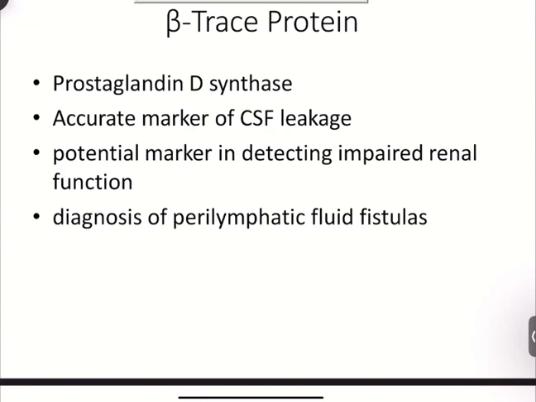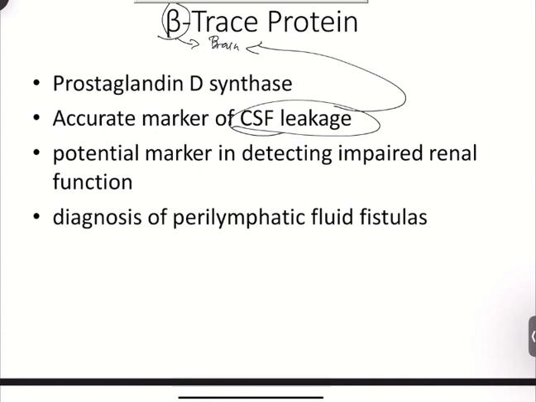Beta trace protein, you do have your prostaglandin synthase. Okay? Accurate marker for your CSF leakage. Bakit? Isipin mo, this B is for brain. That's why it will be correlating your CSF leakage.